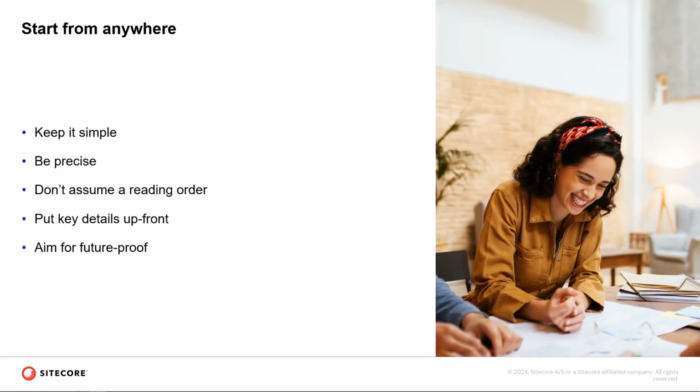Start from anywhere. As I said earlier in this presentation, you are probably already incorporating atomic content principles into your content creation process right now. It's probably already happening, it just doesn't have a name. Got a couple of tips up here for how you can get started, keeping it simple, making sure that you're precise. Don't assume a reading order when you're creating that content. Figure that you're going to be pulling it out, lifting it out, and putting it in multiple places.